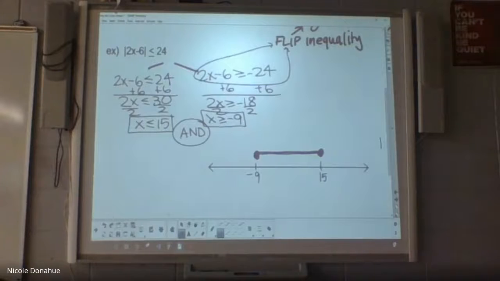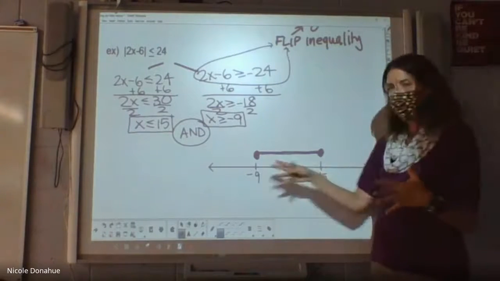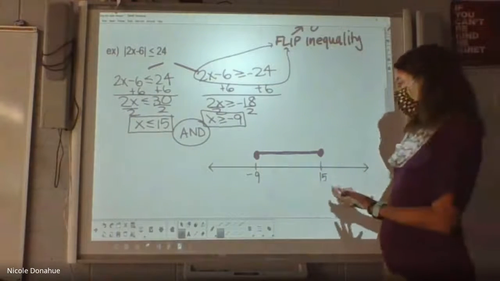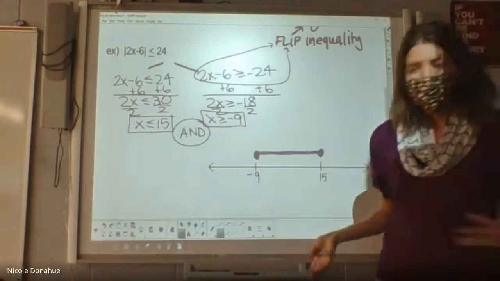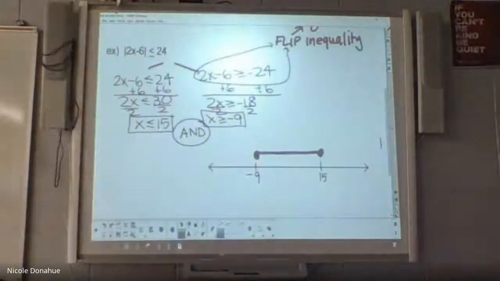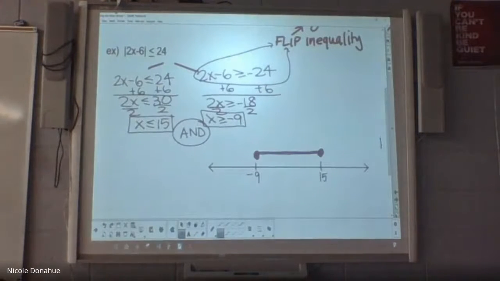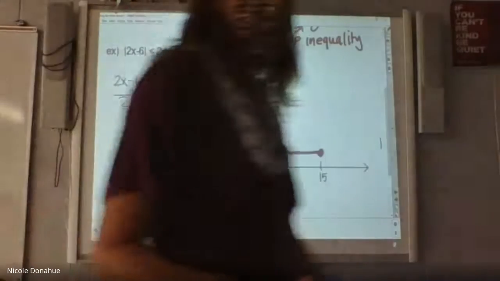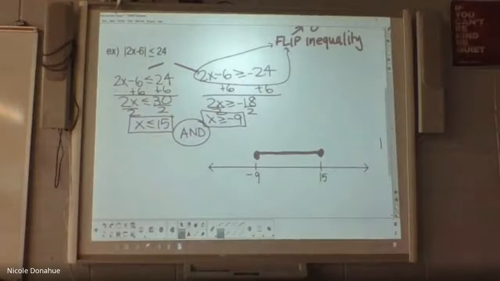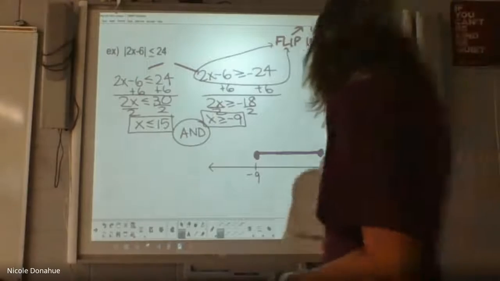So it can be anything in that range of values, like 0 would work, 14, 14.9 would work. Okay? Let's look at example 2, and then we're going to do maybe some whiteboards.